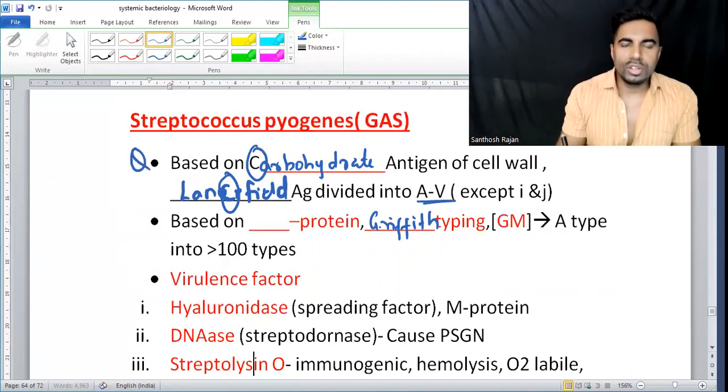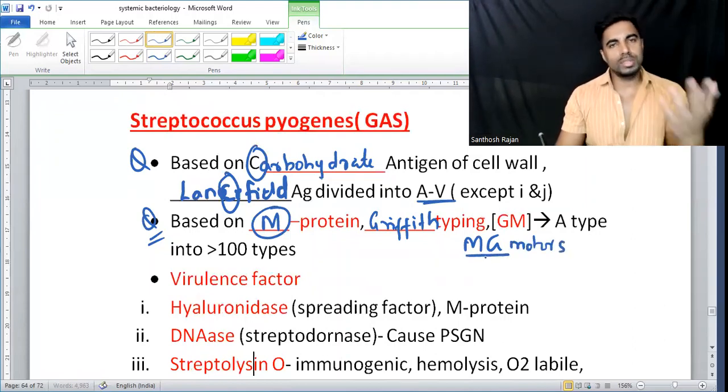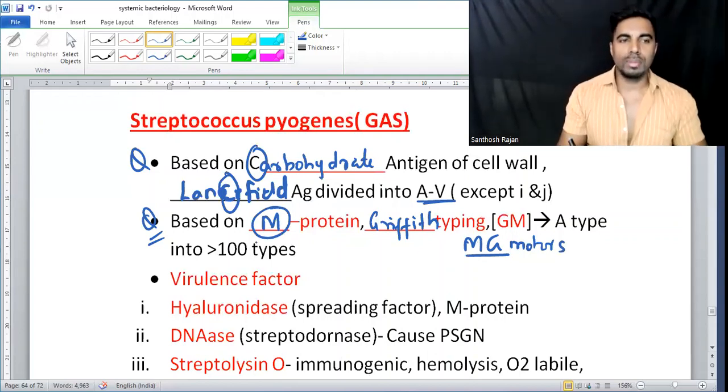Question: how do we classify Griffith? Based on M protein. So how to remember it? MG Motors, MG or GM. In India nowadays it is very popular, one of the important car companies. So MG, easy. M protein, Griffith, and carbohydrate, Lancefield. Important, they will ask. Based on the M type, there are more than 100 types.